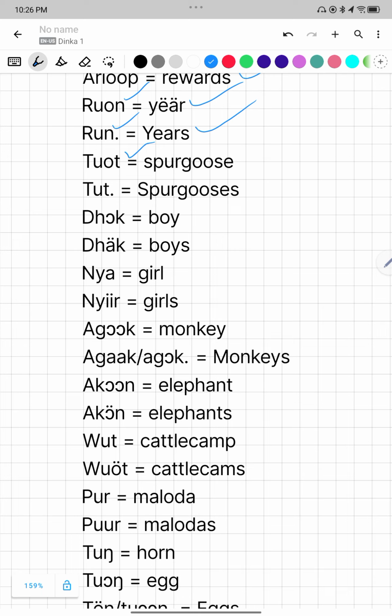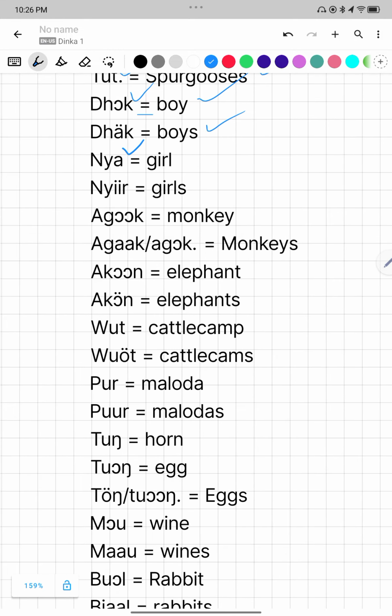Twat means goose. Tut means geese. That is the plural. Twat, we know there are birds that are found where there is a lot of water. Dog means boy. The plural form of dog is duck. Boys. Nya, girl. Nyir, girls.